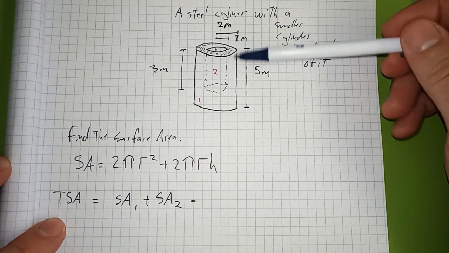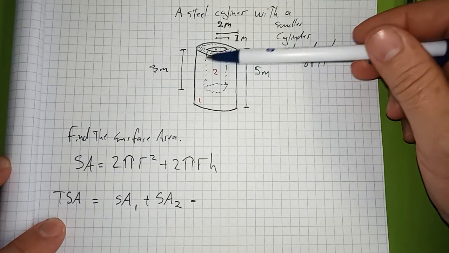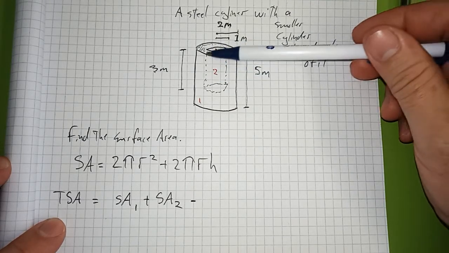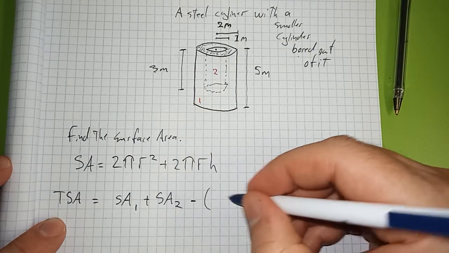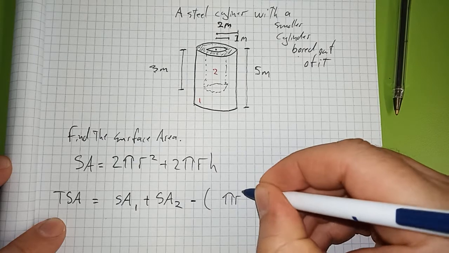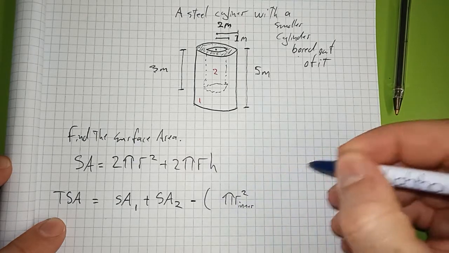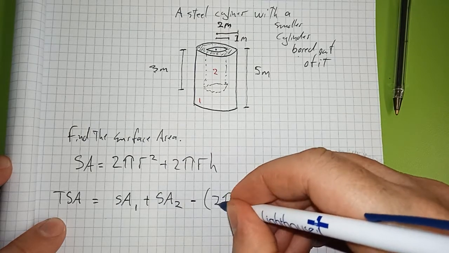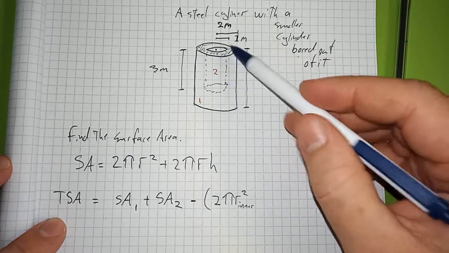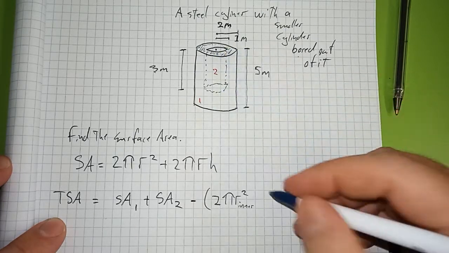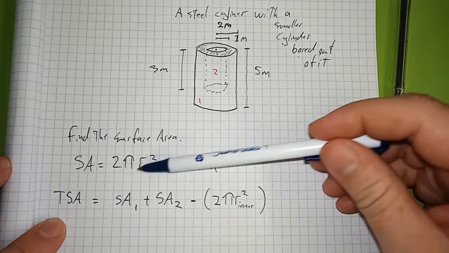So the big cylinder on the outside is going to lose that circle. The little cylinder on the inside is going to lose that same circle there. So we're going to minus pi r squared, and that's the inner radius squared. We're going to minus 2 of them, one for the big circle that loses that, and one for the little cylinder that loses that.